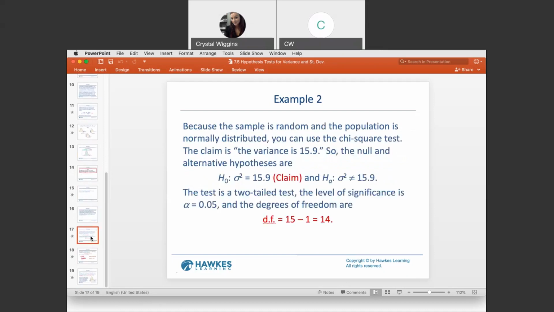So because the sample is random and the population is normally distributed, you can use a chi-squared test. The claim is that the variance is 15.9, so the null and the alternative: the null is the variance is equal to 15.9, and in this case we're doing a two-tailed test because we only care if it's not equal to 15.9. The test is two-tailed with a significance level of 0.05, and we have degrees of freedom of 14, taking the sample size of 15 and subtracting 1.